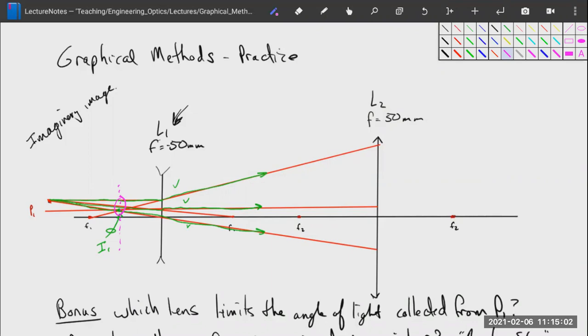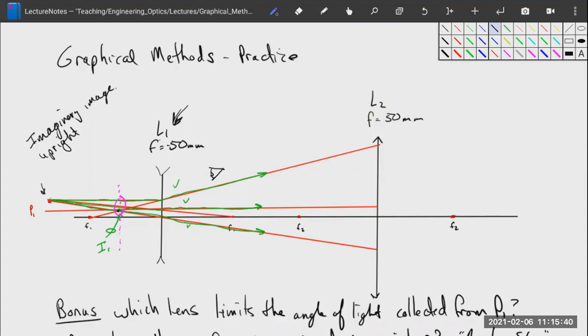So it's an imaginary image, and it is also upright. The reason it is upright is because it's on the same side of the optical axis as our object. So our image and our object are on the same side of the optical axis. If we were to look at this with our eyes, put our eyes like here, for example, we would see a point source of light right here at I1. We would see that image with our eye.